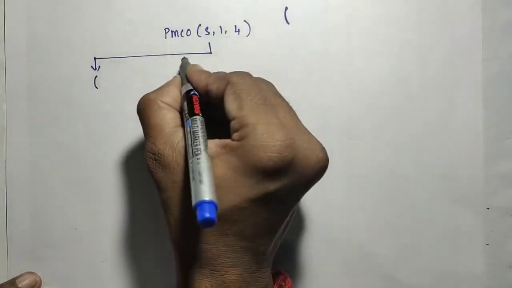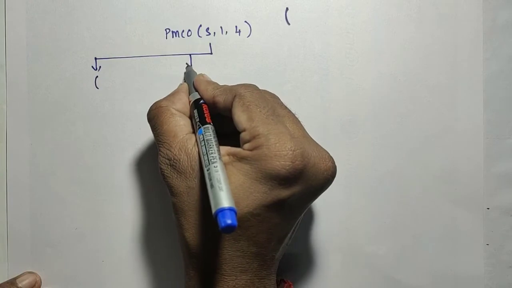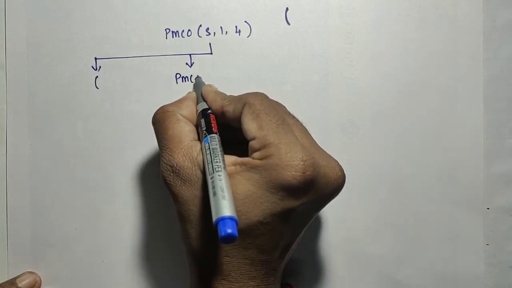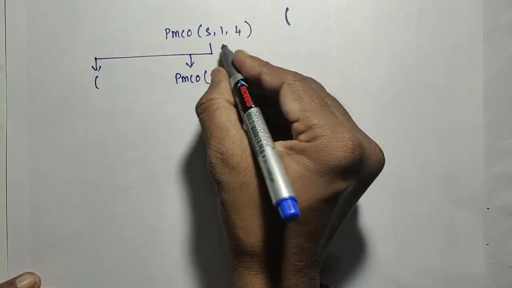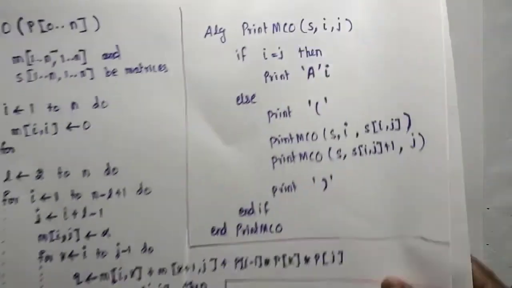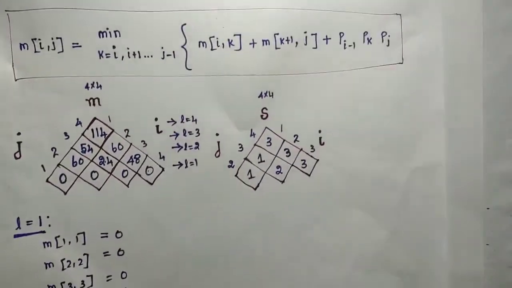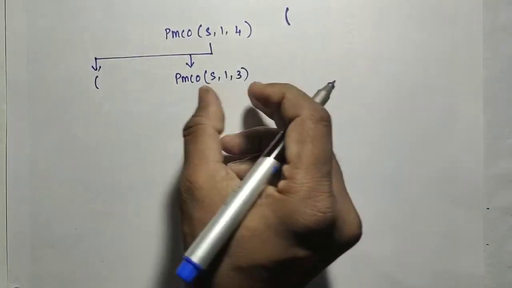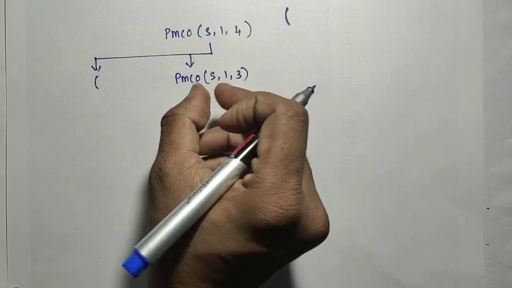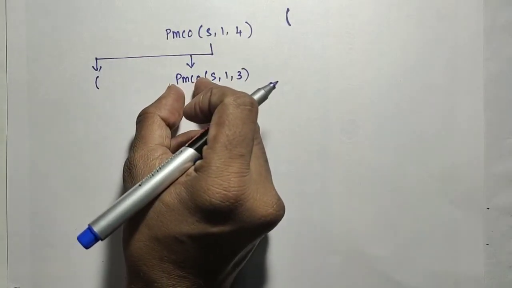And then the next one is Print MCO of s comma 1 comma, the value of 1 comma 4 in s, which is 3. So 1 comma 3. That matrix range has to be printed, so we have to call it.